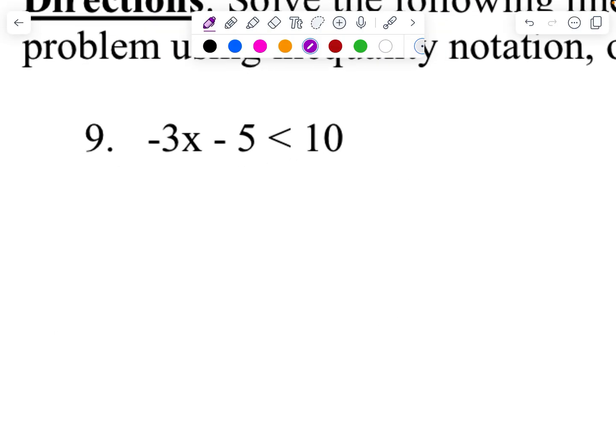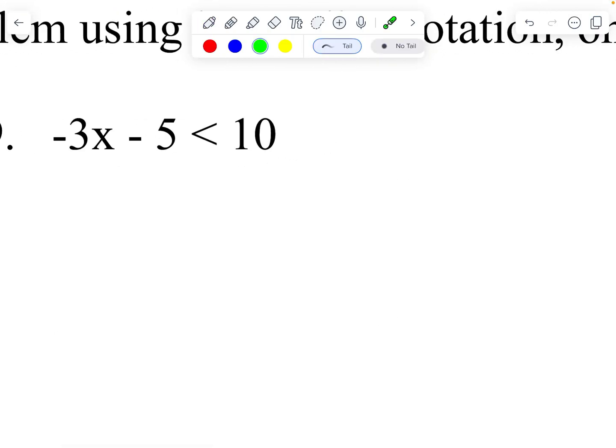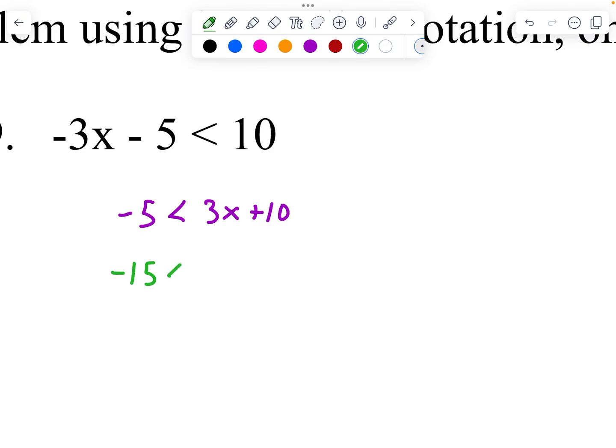So on number 9, the first thing I want to do is make my x positive. So I'm going to add that to the other side. So I get negative 5 is less than 3x plus 10. And then subtract 10, so you get negative 15 is less than 3x. And finally divide by 3, so you get negative 5 is less than x. But remember, read it this way, it's x is greater than negative 5.